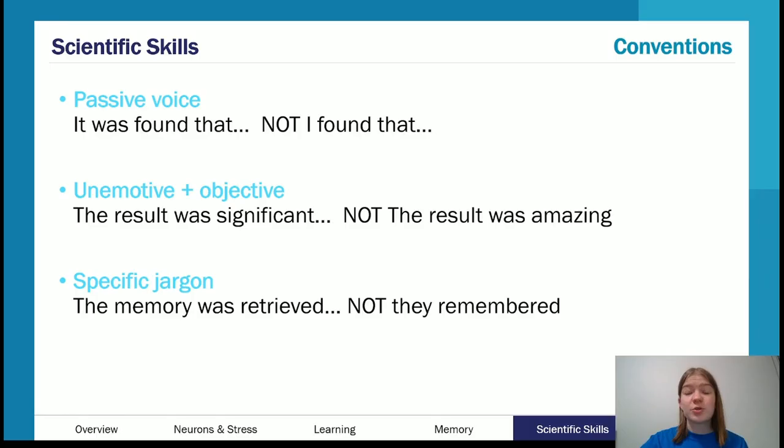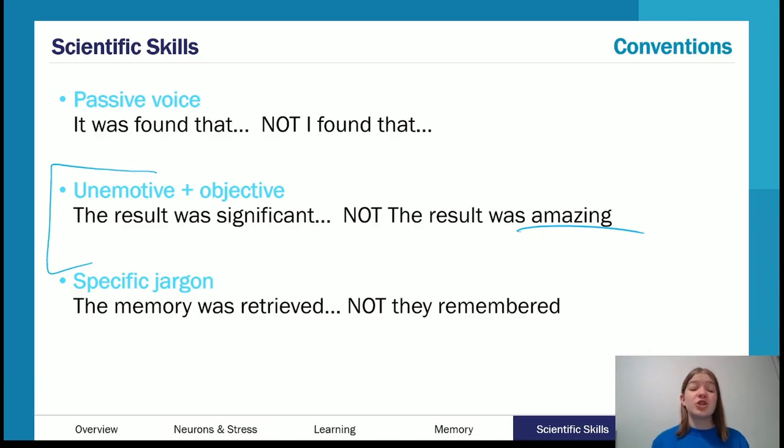I would just make sure that you check with your teacher first before you do that in case they have a preference against it. But do stick to using unemotive and objective language. So the result was significant. That's something that has a measurable threshold, or we can talk about it being substantial. You don't want to put really emotionally charged language in there like amazing. For who? What's the standard for amazingness here? So try to stay away from that more emotional side of things.